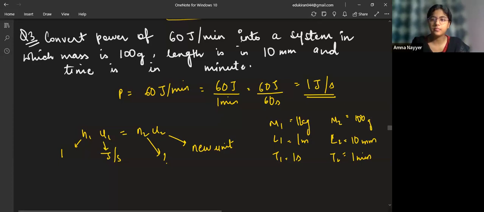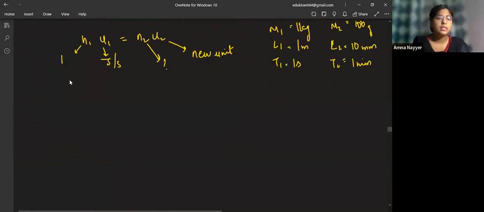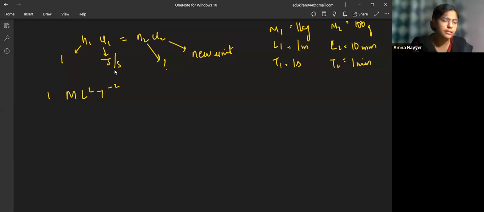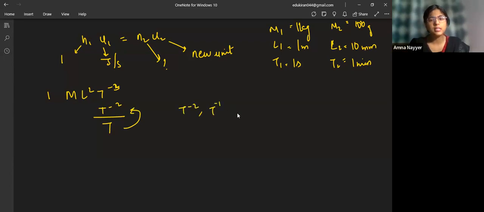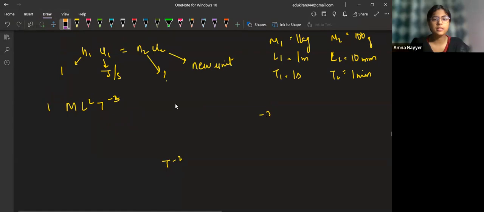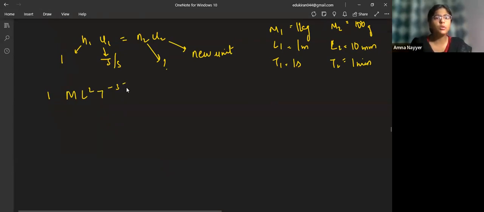Now see, this will be 1. Joules, you already know, is M L to the power 2 T to the power minus 2. This is per second. Joules per second, the dimensional formula for power, is actually T to the power minus 3. Why? Because T to the power minus 2 gets divided by T, so this T goes below and becomes T to the power minus 1, which makes it T to the power minus 3. Understood? Yes, ma'am. T to the power minus 2 was already there. Now I think you will be able to solve this question.